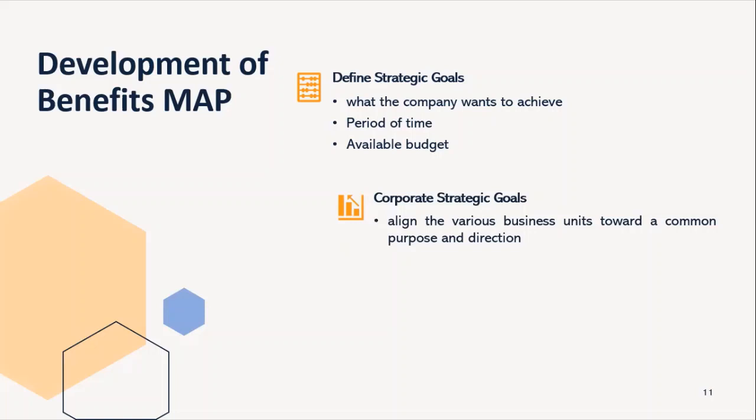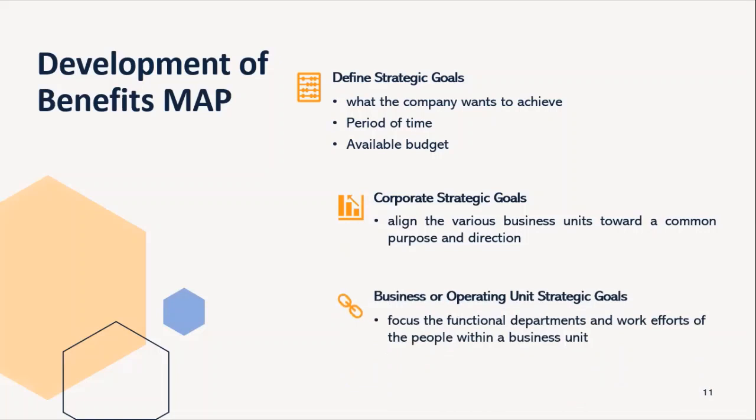These goals are meant to align the numerous business units toward a common purpose and direction. You have a common mission. You have a common goal to get something. And the other one is the business or operating unit strategic goals. The two types of goals: the first is the corporate strategic goals, and the second is the business or operating unit strategic goals.